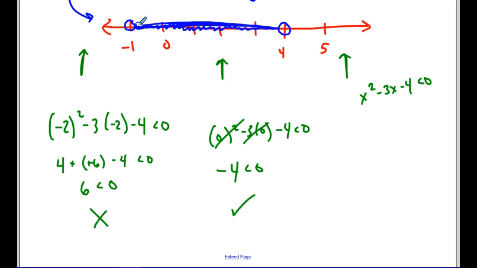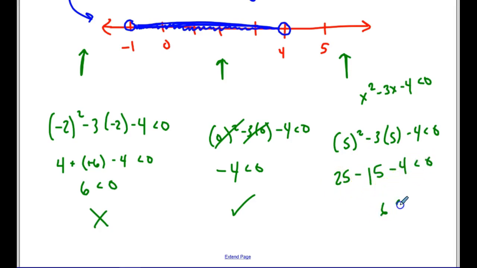But I always have to try this third anyways. So let's go ahead and use 5 since it's right there. So I have 5 squared minus 3 times 5 minus 4 less than 0. So I've got 25 minus 15 minus 4. 25 minus 15 is 10, minus 4 is still 6. So I have 6 less than 0. That does not work, so I know I don't shade.